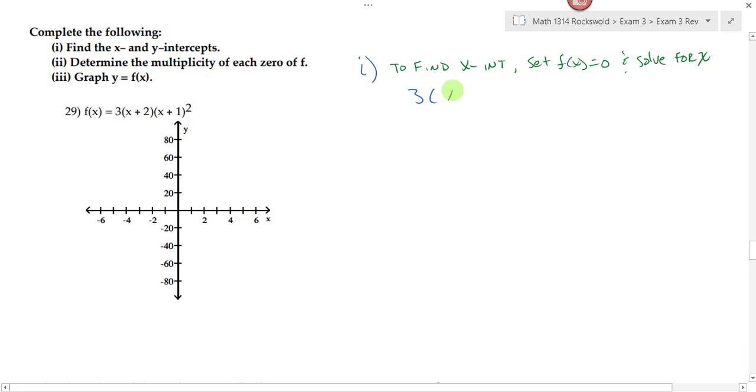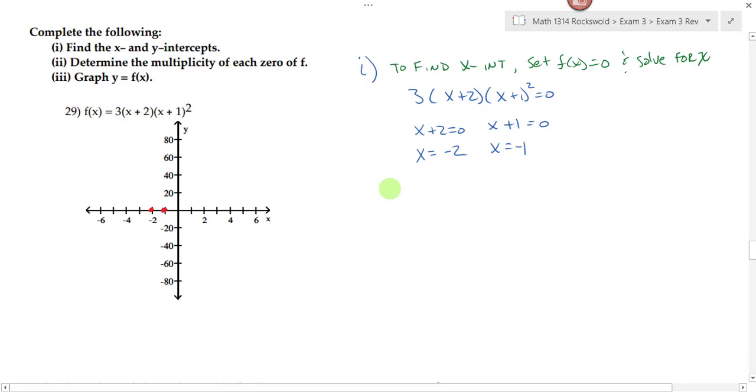So that gives me 3 times x plus 2 times x plus 1 squared equals 0. Well, this is going to be equal to 0 if x plus 2 is equal to 0 and if x plus 1 is equal to 0. 3 is not equal to 0, so I just set my factors equal to 0 and solve for x. And that means that I have an x-intercept at x equals -2 and at x equals -1. Since I have to sketch this graph, I'm going to go ahead and plot those points at -2 and -1.